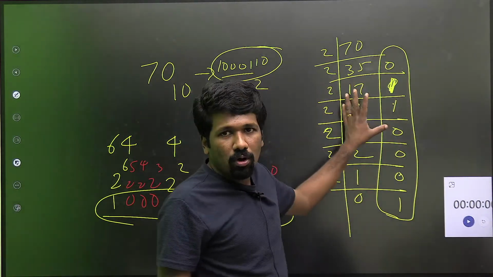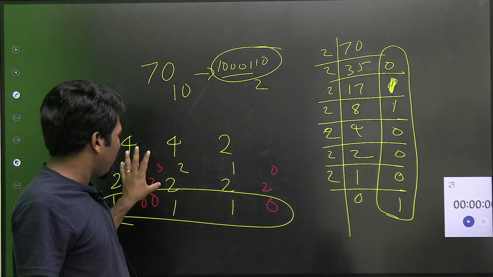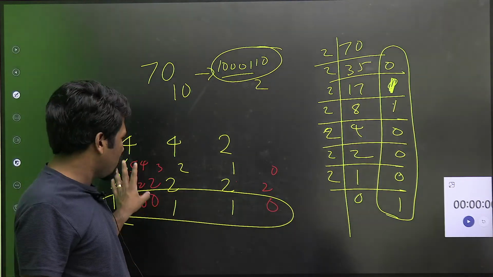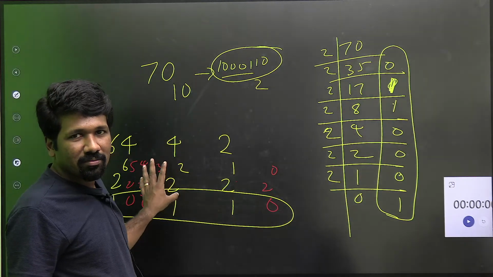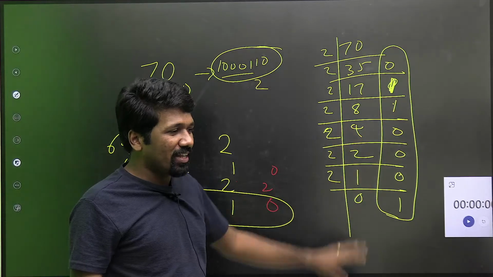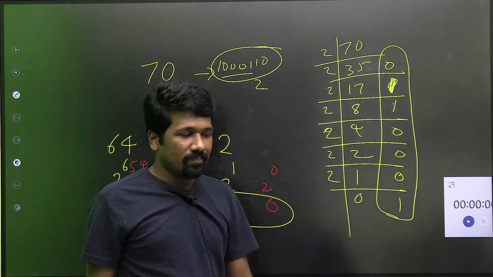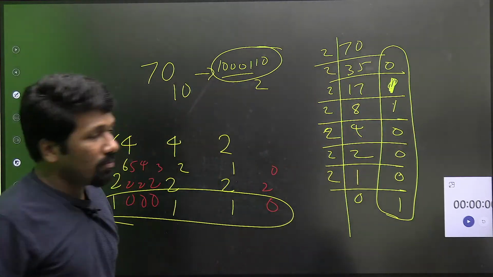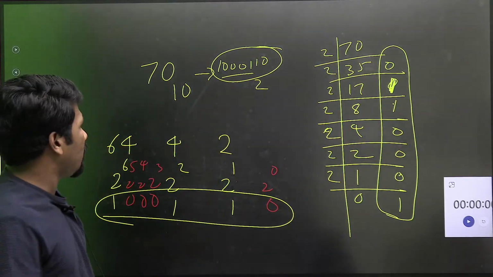This may take more time, but you should be very clear what you are doing, then only you will get the correct answer. So practice it, then this is better. But if you are not confident in this, this is like a sure shot, you will get the answer, but it will take some time. So that is how to convert base 10 number system to any number system.